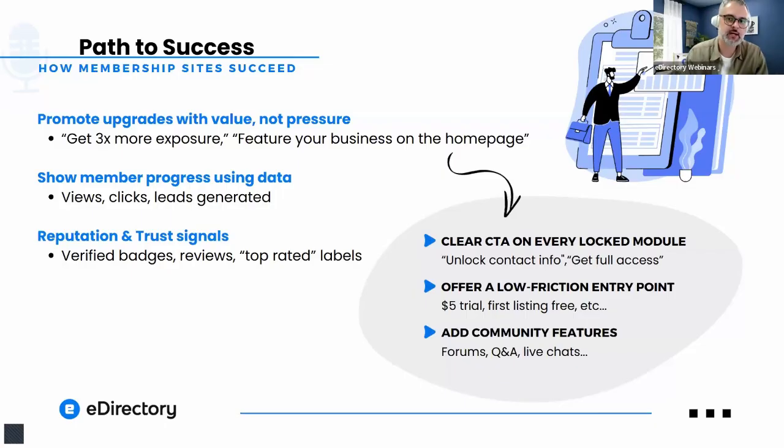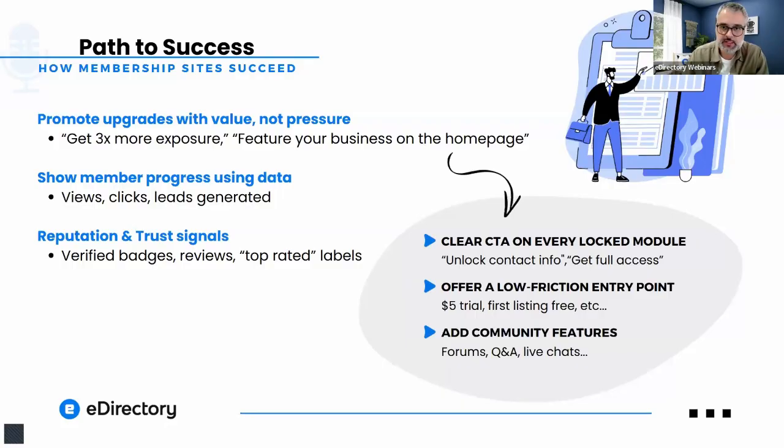Next, leverage data to show progress. eDirectory lets you provide members with real-time insights like how many views, clicks, or leads their listings have generated. Let's say you sell a subscription to a B2B service provider. You can use the directory's integrated data analytics to show them how their listings and content are doing inside the directory. You can see, of course, the clicks, the traffic, the views, and the leads it generates.